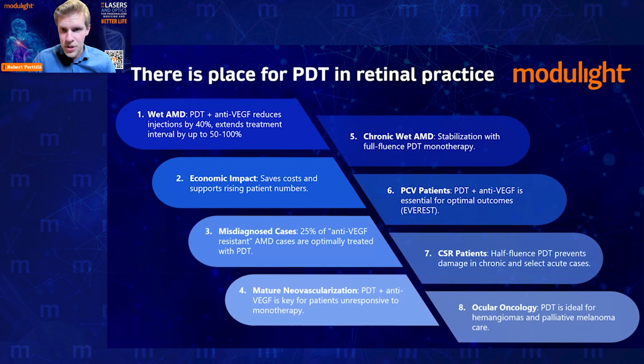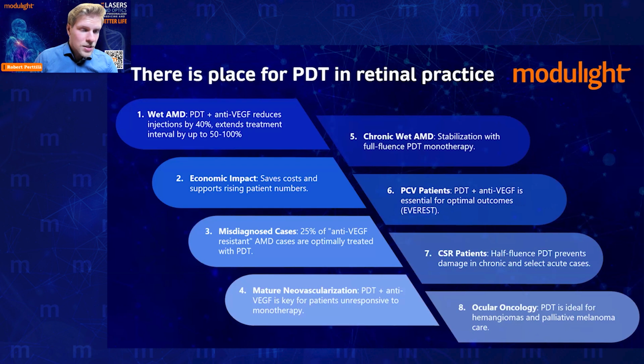Also, this of course will reduce clinician workload, so they are not drowned with this huge number of patients. Then secondly, there is economic impact, so it will save costs and support rising patient numbers. Actually, anti-VEGF injections cost $2.7 billion every year, and it comprises 12% of the Medicare Part B budget. So it's a very significant portion of the whole budget.